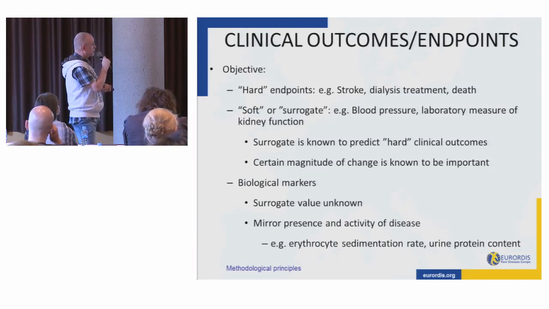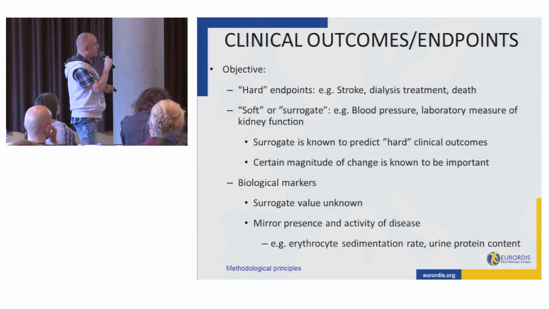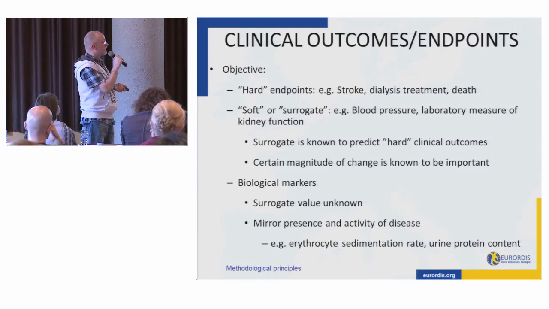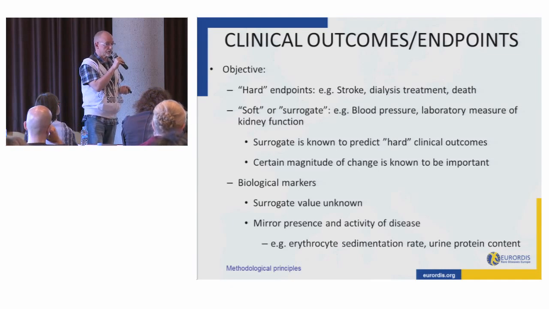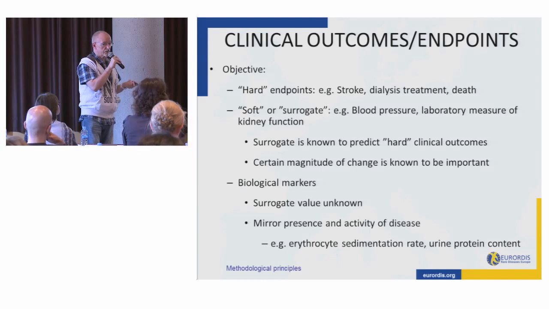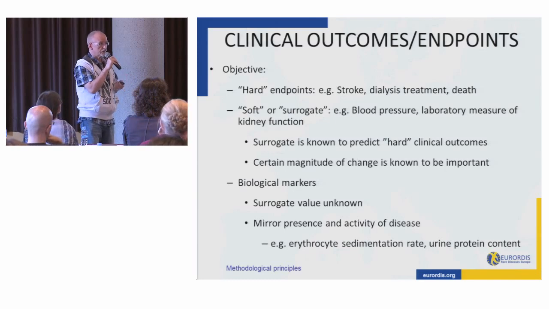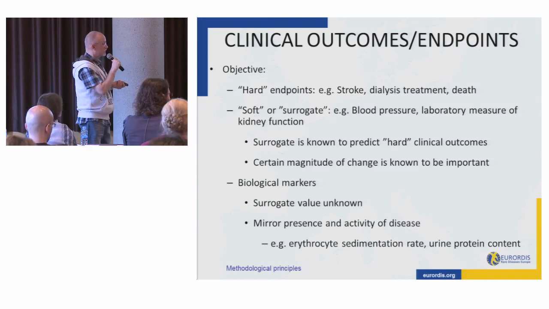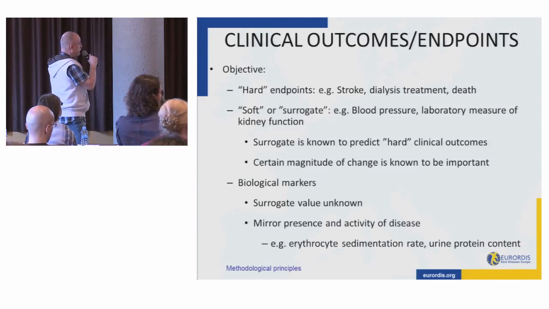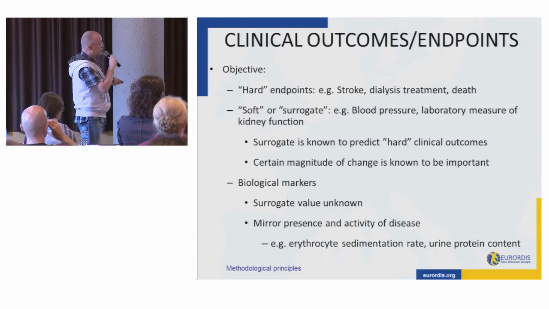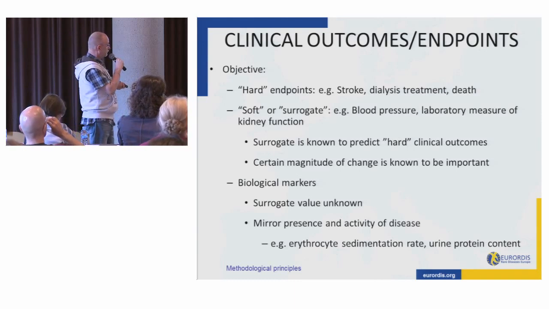Or they can be soft or surrogate. And typical accepted surrogate endpoints are blood pressure and laboratory measures of kidney function. And they are surrogate because they are known to predict hard clinical outcomes. If your blood creatinine, which is a measure of kidney function, doubles, it correlates with your risk of developing kidney failure to the extent of needing dialysis treatment or kidney transplant. It requires that a certain magnitude of change is known to be important.